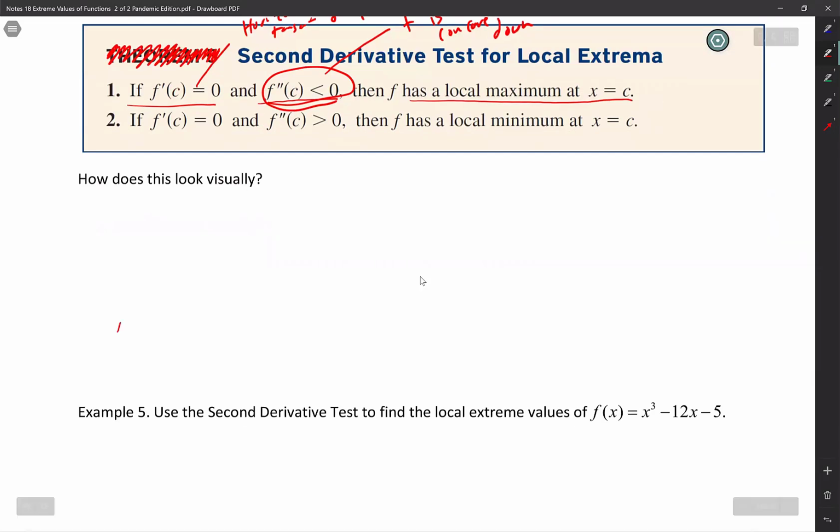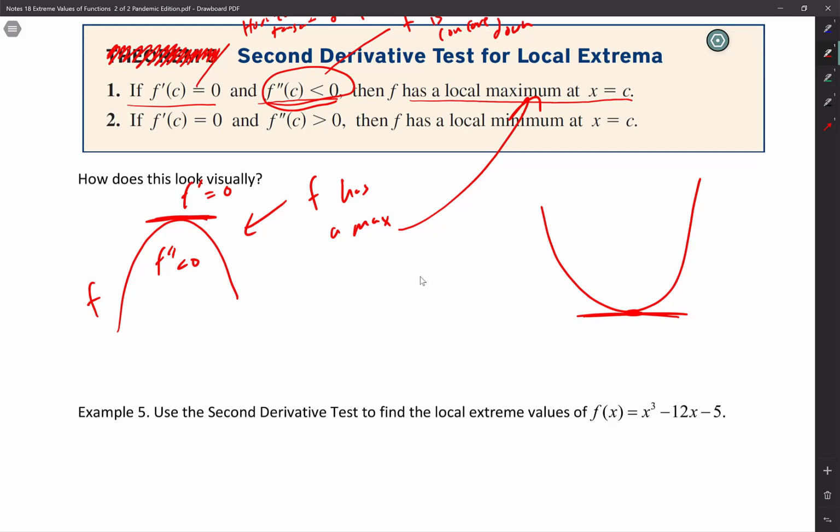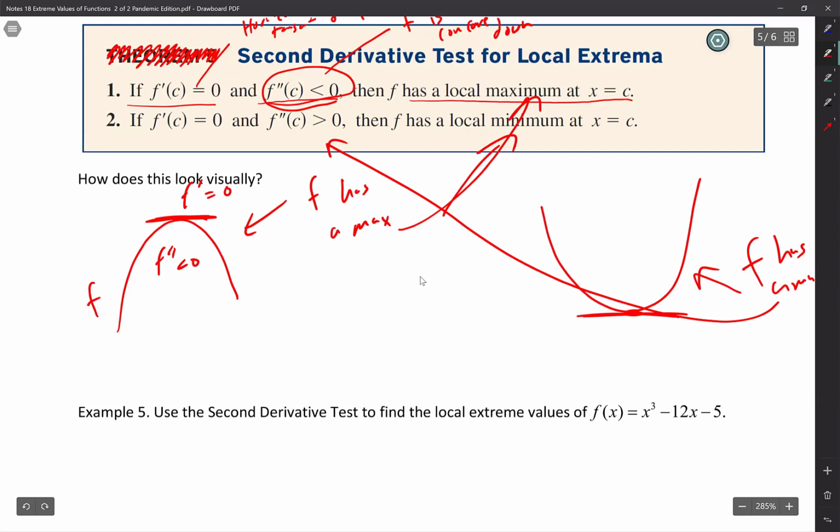Okay, look, here it is. This is f. And here's f prime being 0. And look, f prime prime is negative. That's concave down. So notice f has a max. See? Concave up, horizontal tangent. Second derivative is positive, so that means concave up. Notice f has a min. Does that make sense to everyone, guys?